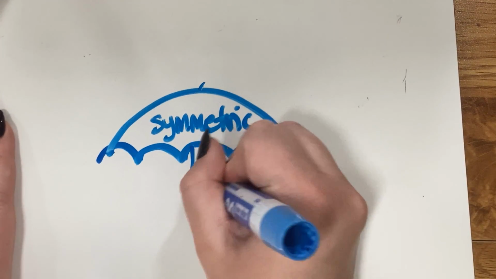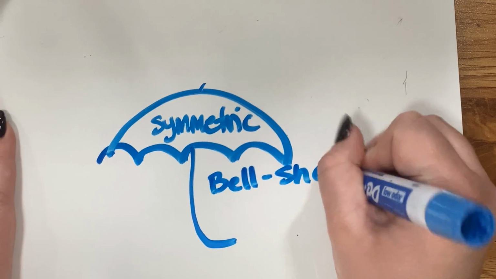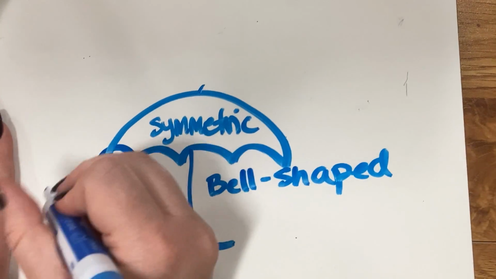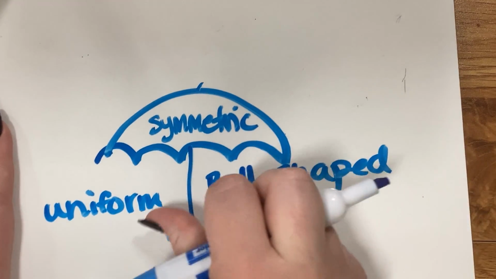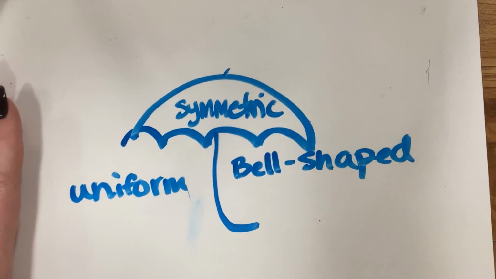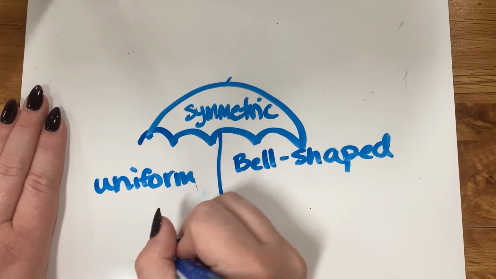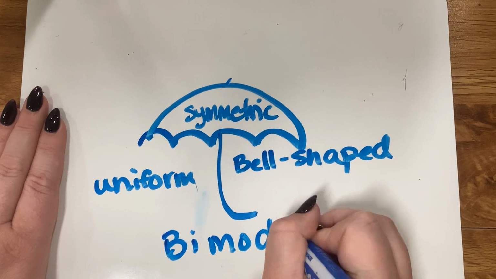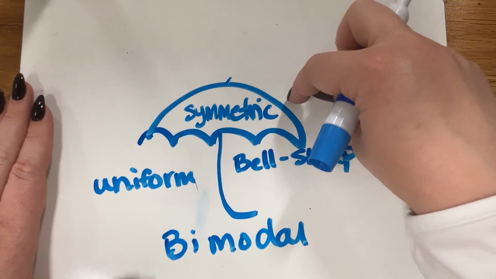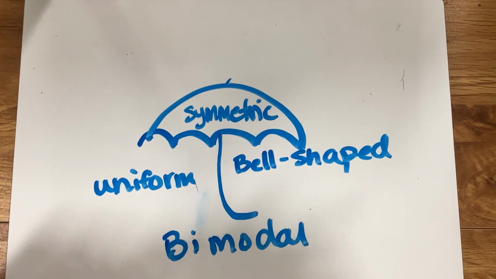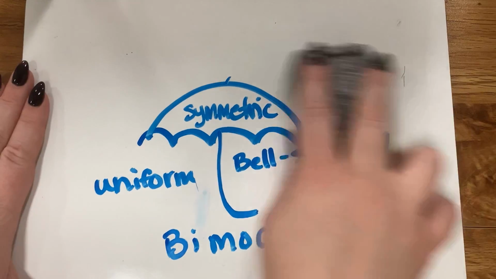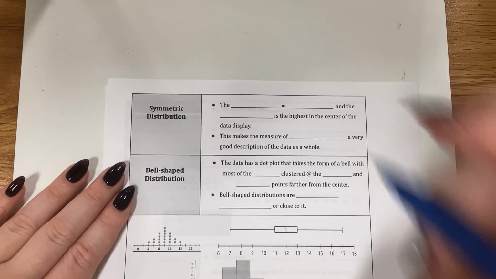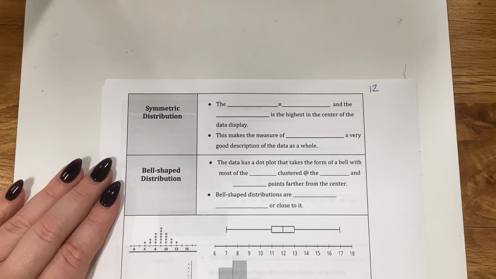So again, we're gonna talk about bell-shaped in just a moment. It also can mean that a graph is uniform. Actually, it doesn't have an E at the end of it. Or the last type, a graph can actually be bimodal. Tonight, again, we're just gonna focus on a little bit more with symmetric and bell-shaped. I'm gonna erase this now. Again, you do not need to draw that or write that. All right, let's come back now to page 12. If you haven't labeled page 12, start there.